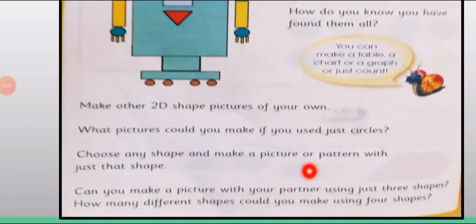Can you make a pattern with your partner using just 3 shapes? How many different shapes could you make using 4 shapes? This is an activity you can do at home. Make some shapes on different pages, then try to join them and make different patterns.